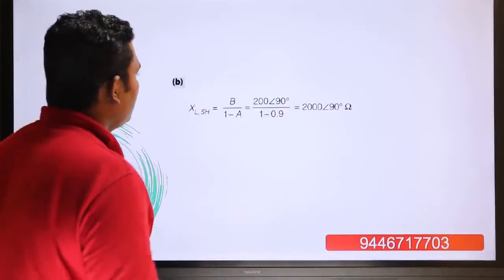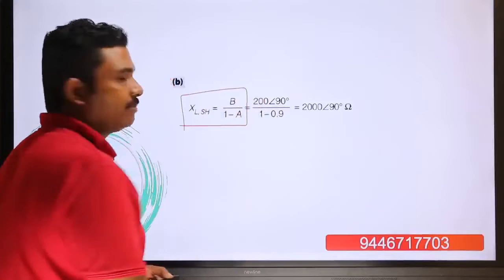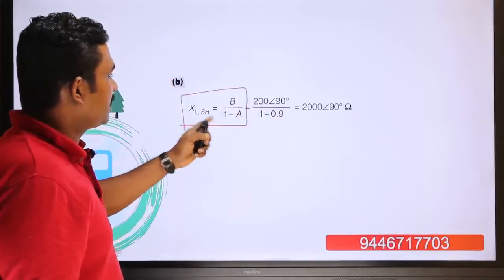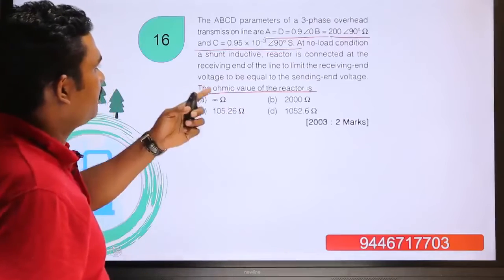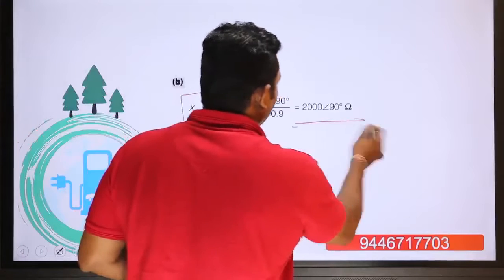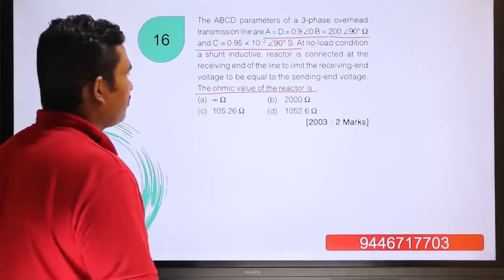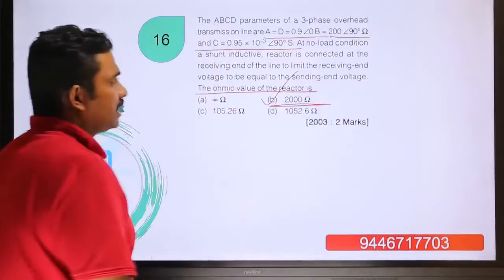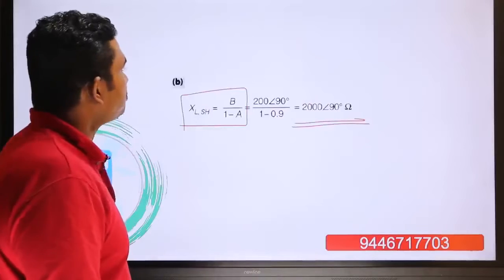And here you can see the value of the shunt inductor. If it is not given in terms of ABCD parameters in the theory, you can just write down this expression. The XL value of the shunt inductor is equal to B divided by 1 minus A. So B is directly given, A is also given. So B divided by 1 minus A can be substituted, which will give you 2000 angle 90 degree. So what is our answer? Our answer is equal to 2000 ohm. So the value of the reactance of the shunt inductor is equal to B divided by 1 minus A.